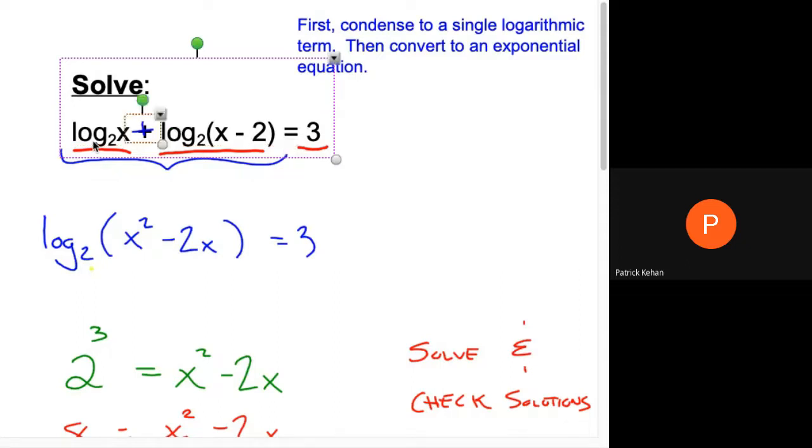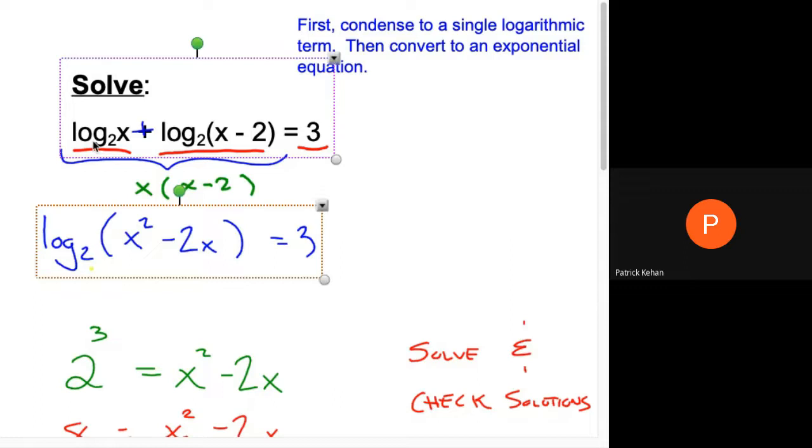This addition right here is going to indicate a product. So really what we're dealing with right now is x times x minus 2, right? That's what it's going to condense. The arguments are going to condense. So I'm going to distribute x to x minus 2, and now I'm dealing with log base 2 of x squared minus 2x, and that equals that original 3 right here.